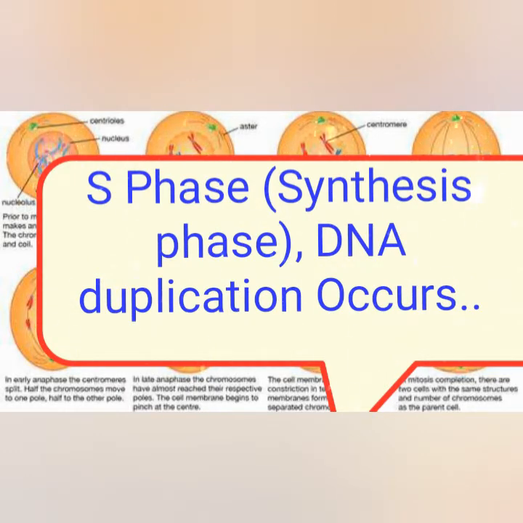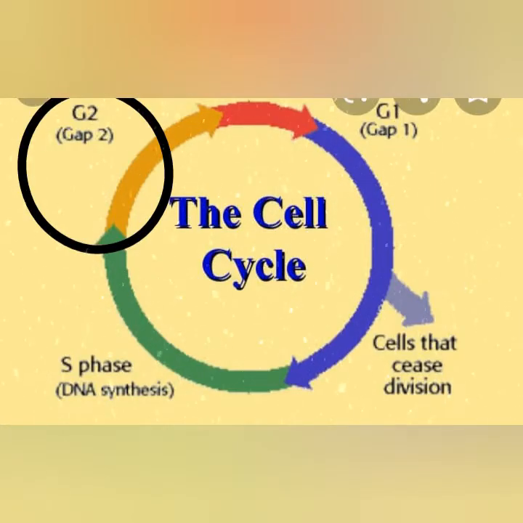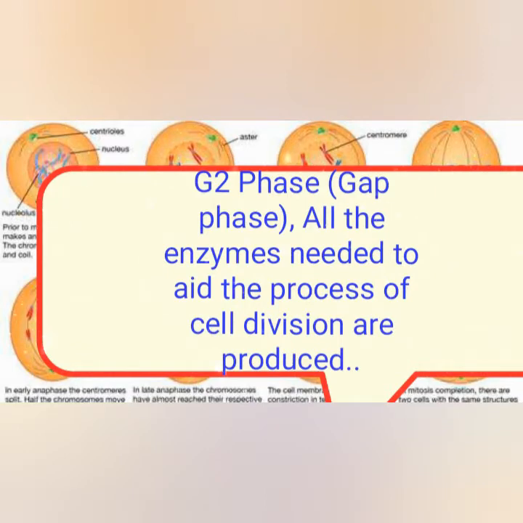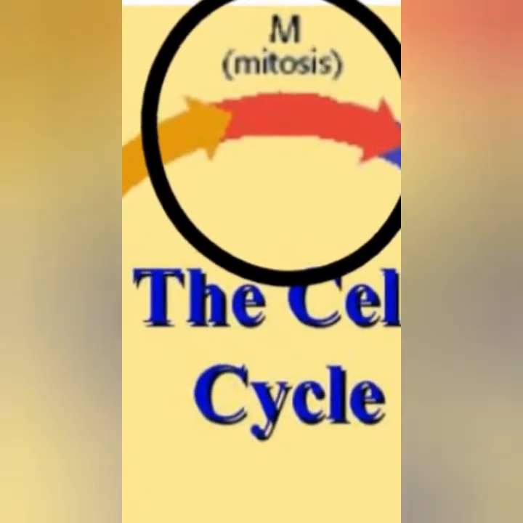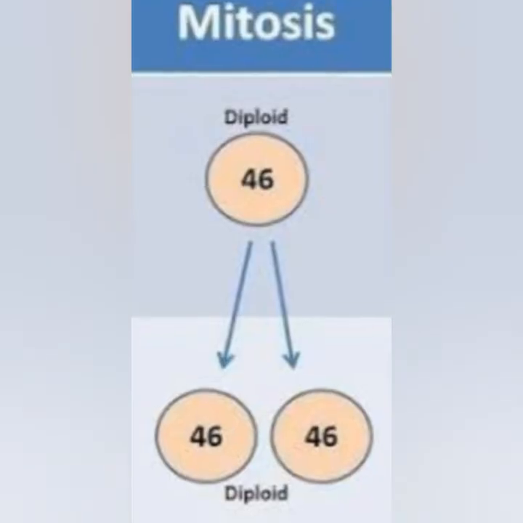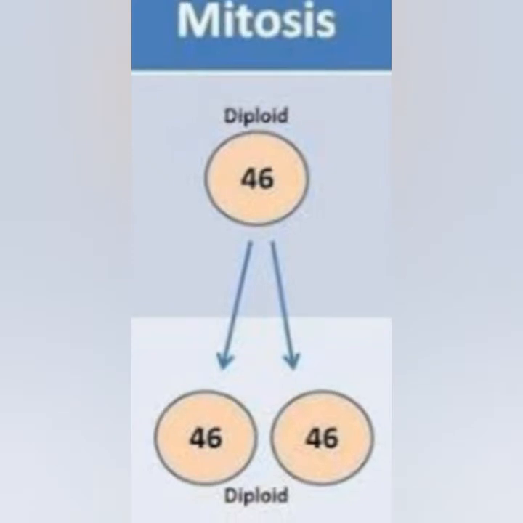DNA duplication occurs. And finally, during the G2 gap phase, all the enzymes needed to aid the process of cell division are produced. After the G2 phase of the interphase, the cell enters the division phase, that is the M phase, and it is characterized by mitosis, in which the cell divides into two daughter cells.